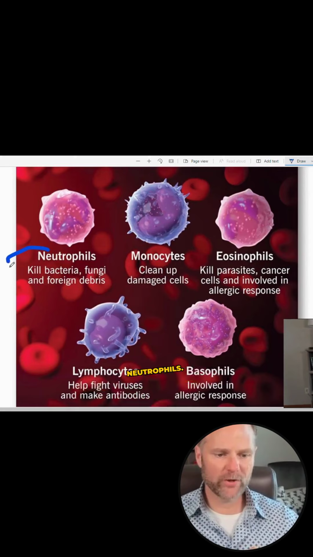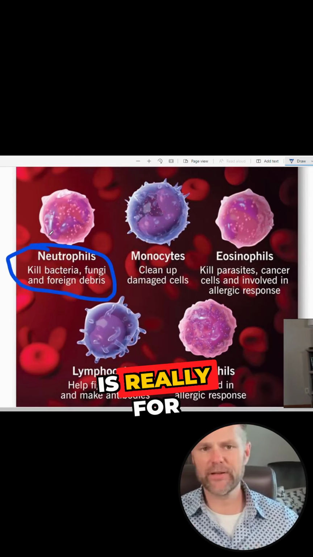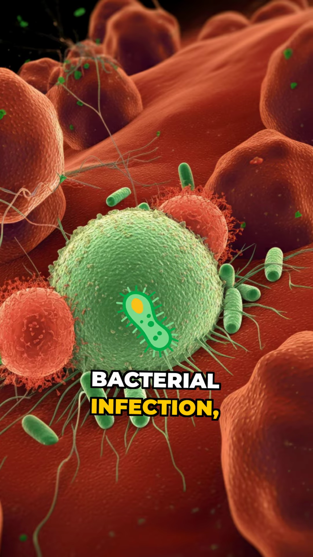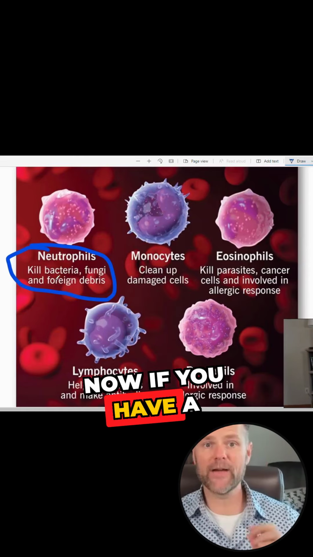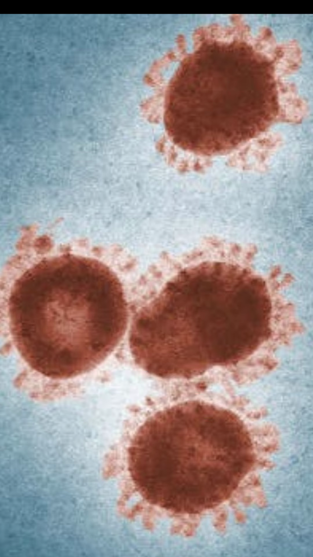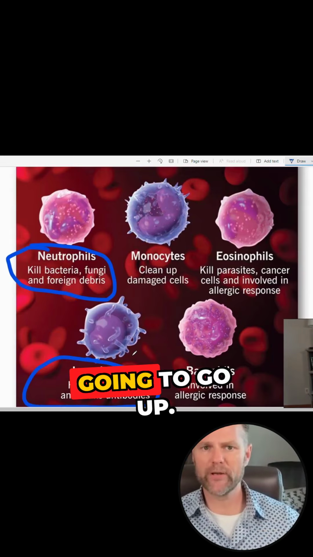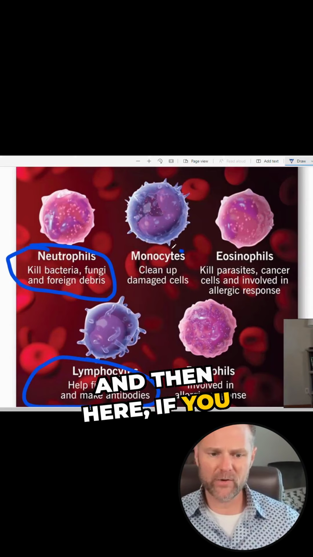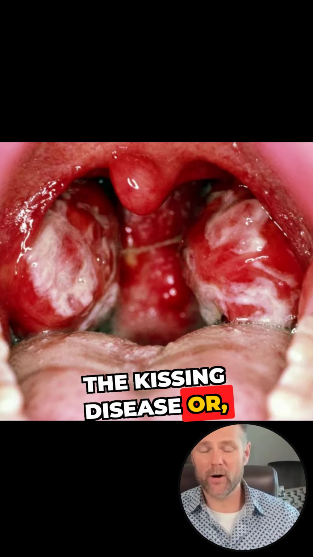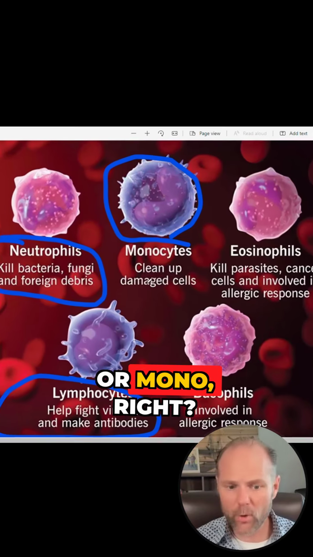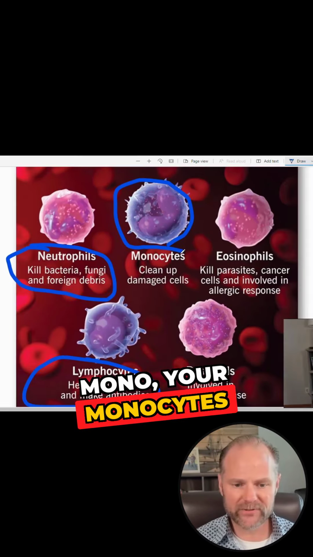So we have your neutrophils. The neutrophils is really for bacteria. So if you have a bacterial infection, generally your neutrophils are going to go up. Now, if you have a viral infection, your lymphocytes are generally going to go up. And then here, if you have your monocytes, I don't know if you remember the kissing disease or mono, right? The kissing disease or mono, your monocytes go up.